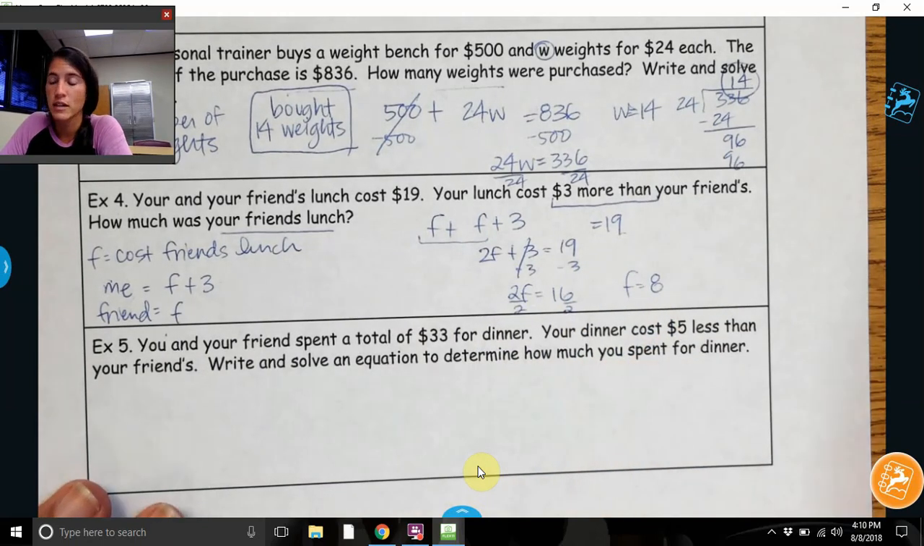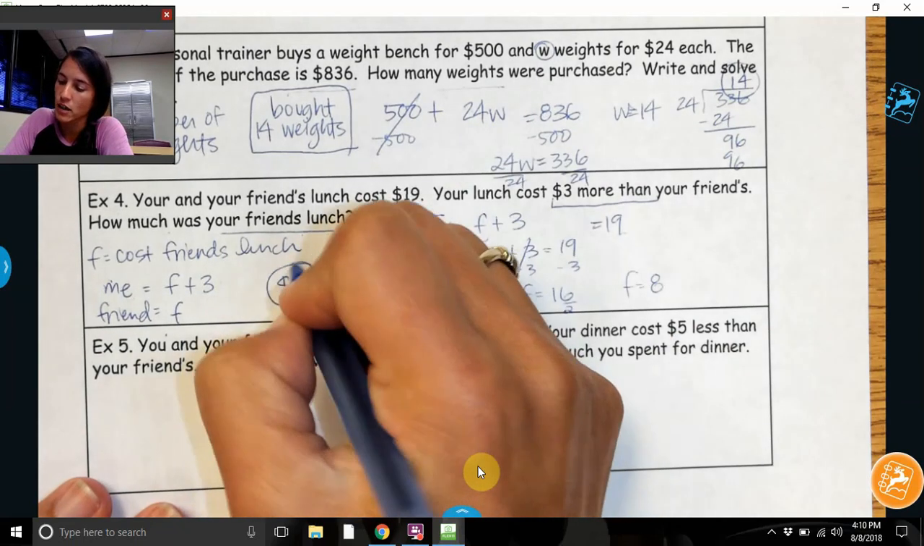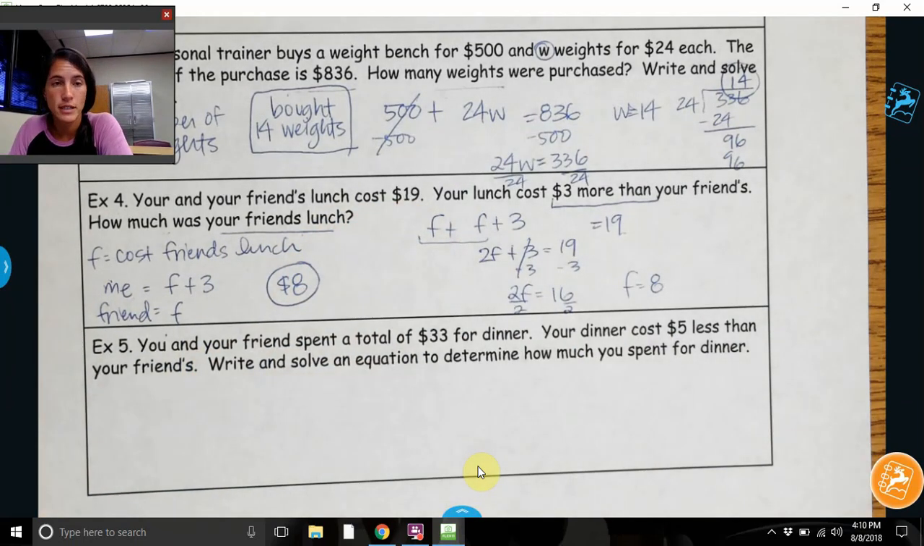Let's make sure my answer makes sense. So how much was your friend's lunch? Well, my friend's lunch was $8, that my friend spent. And then if the question said, well, how much did you spend? Then you would say 8 plus 3 is 11.